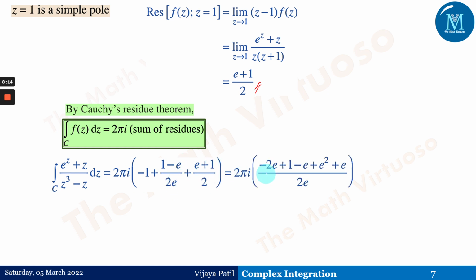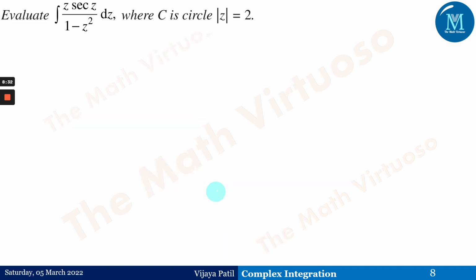If you add them up, take the LCM and adjust the terms, you are going to get the answer as πi/e into (e-1) the whole square. You can keep this e² - 2e + 1 as it is. Otherwise, you can go ahead with this also as one of the formats for this particular answer.